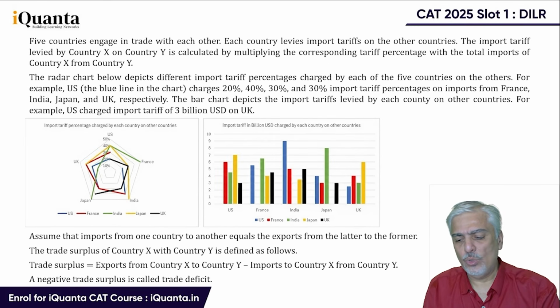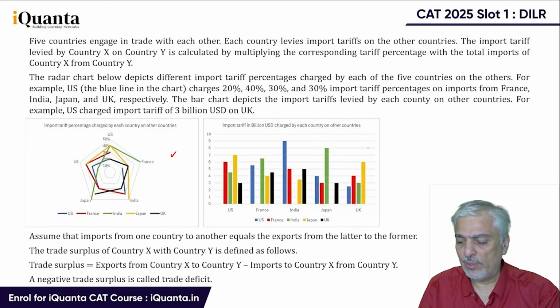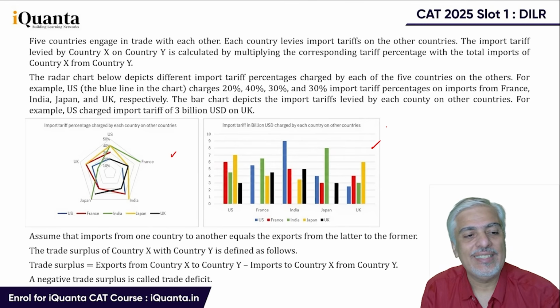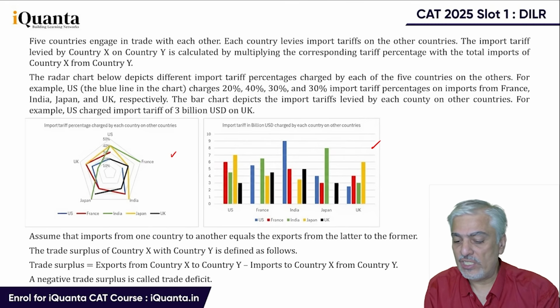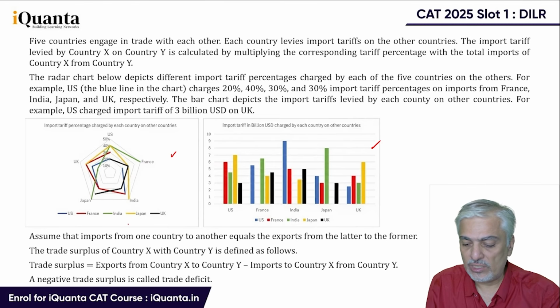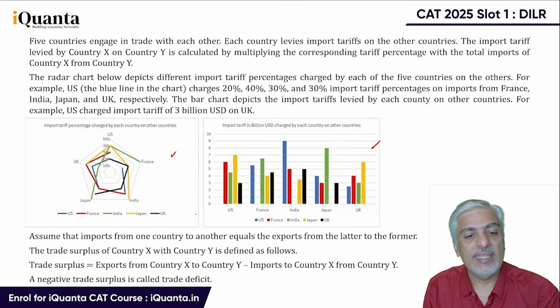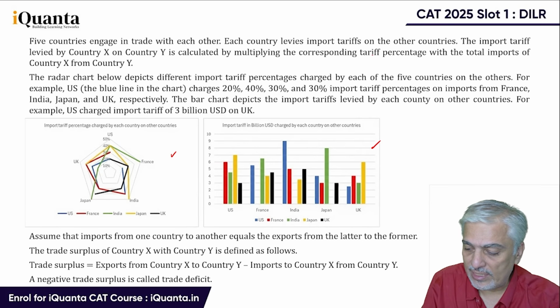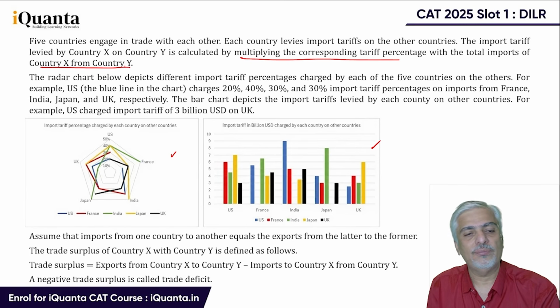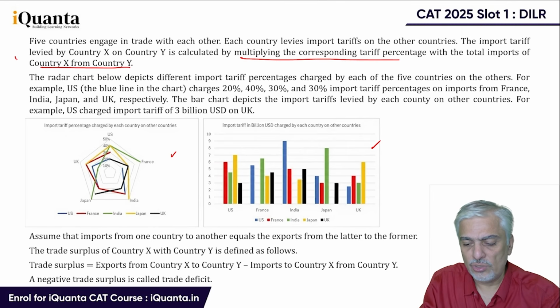The next set, I can see 2 graphs over here. I can see something like a spider web over here and a bar graph over here. So first, let's read the data. They said 5 countries engage in trade with each other. Okay. So the 5 countries I can see are US, France, India, Japan and UK. They engage in trade with each other. Each country levies import tariff on other countries. So there are import tariffs. That means when you're importing, there will be tariffs. The import tariff levied by country X on Y is calculated by multiplying the corresponding tariff percentage with the total imports. That will give you the exact import tariffs. Fair enough. That's a regular percentage calculation. So the first paragraph is okay.